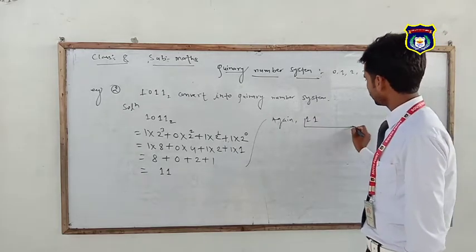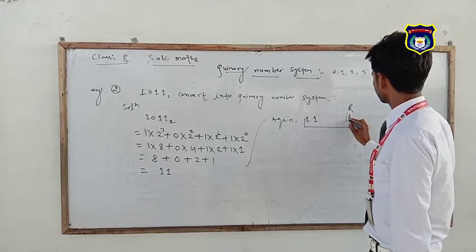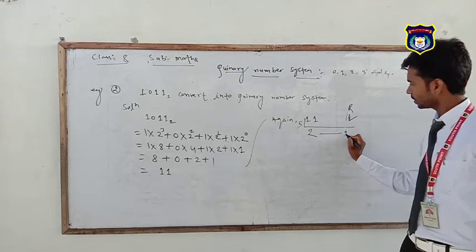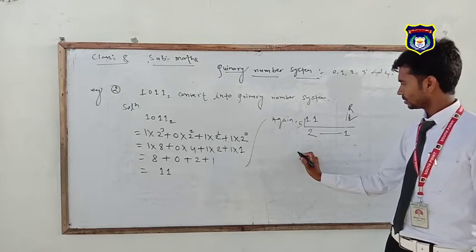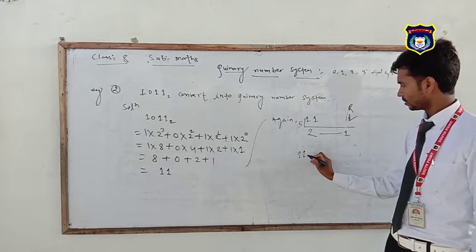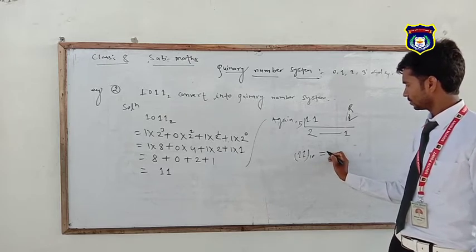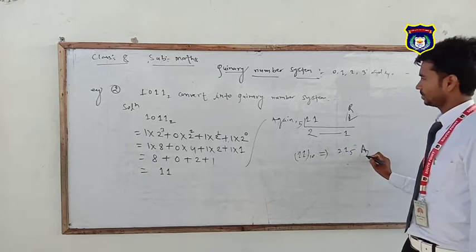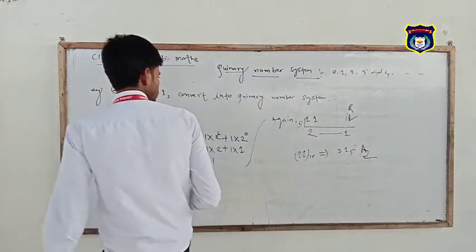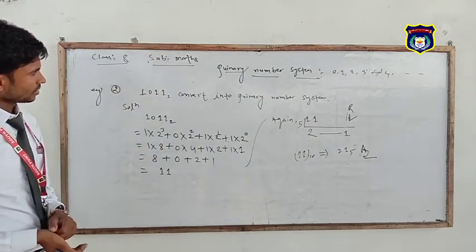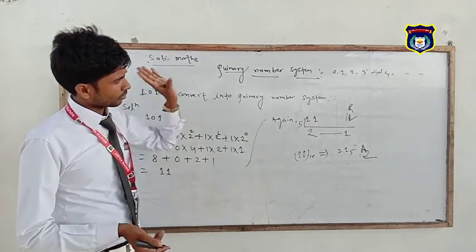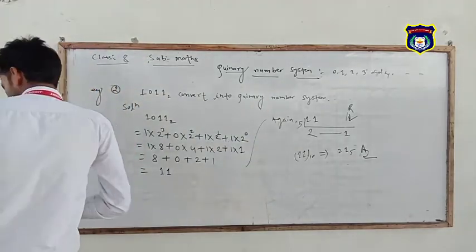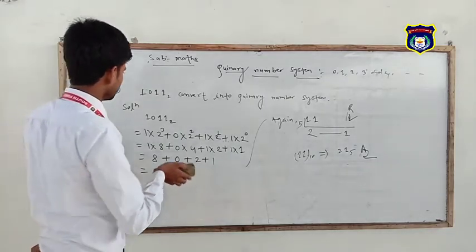Now 11 is in the decimal system. How can you convert it to quinary? Divide by 5: 5 twos are 10, remainder is 1. So the answer is 21 in the quinary number system. This is the answer. Similarly, I am taking one example: how can you convert a quinary number system into binary?